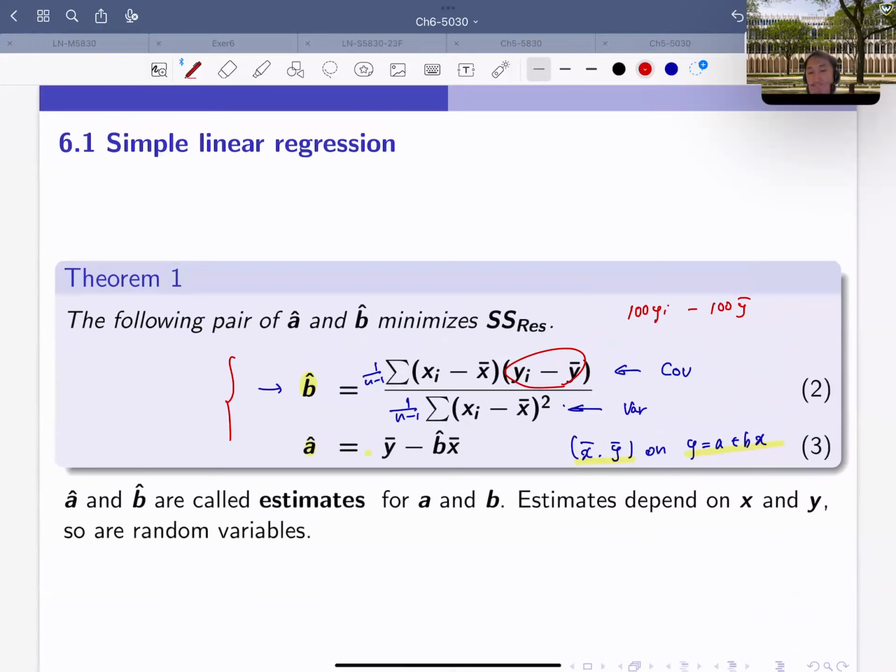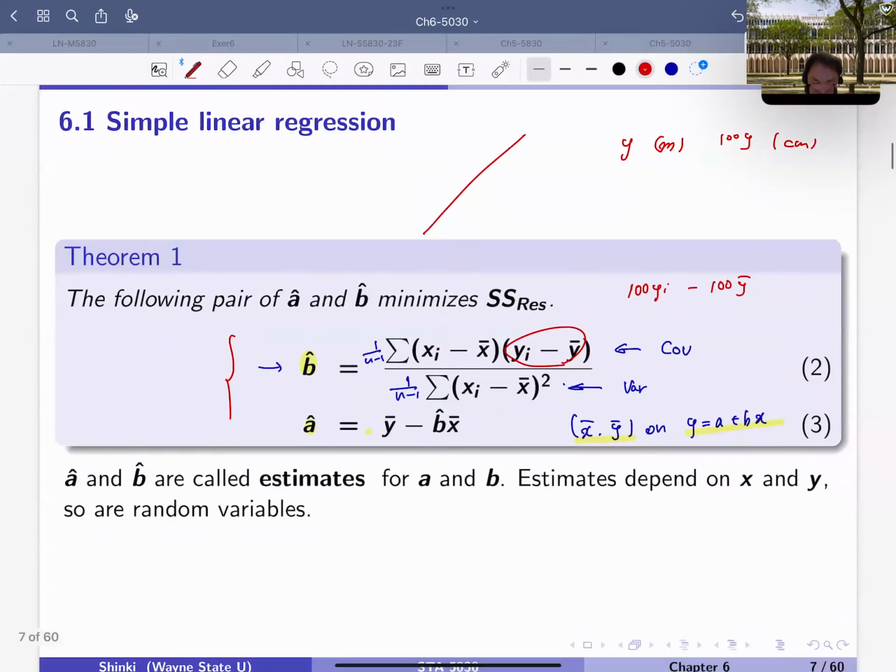That means just the unit has been changed. For example, if the unit for y changes from meter to centimeter, this becomes 100y. So in such a case, the slope also has to be 100 times larger, right? Because the unit has been changed. And actually, that is true for this formula.